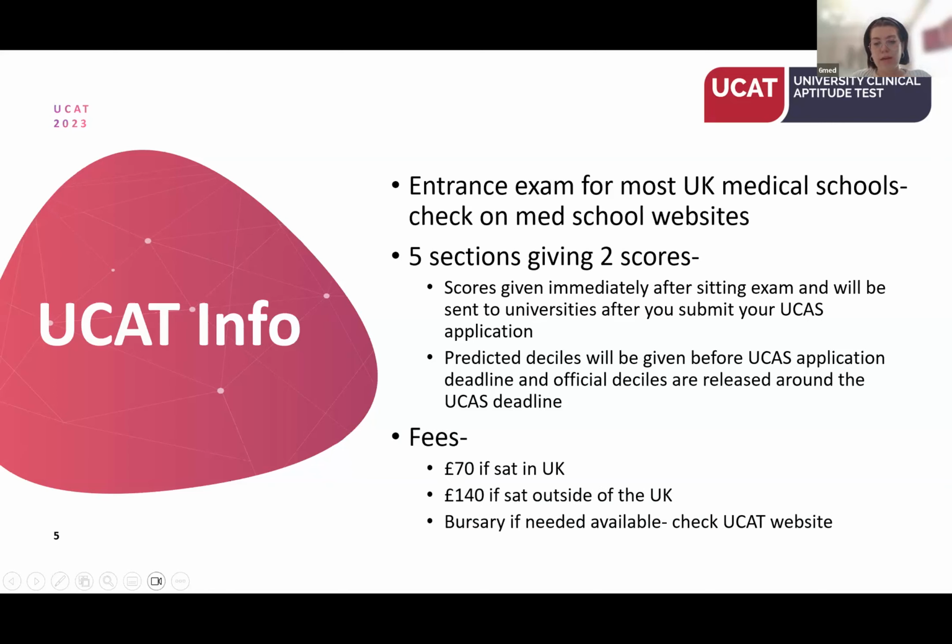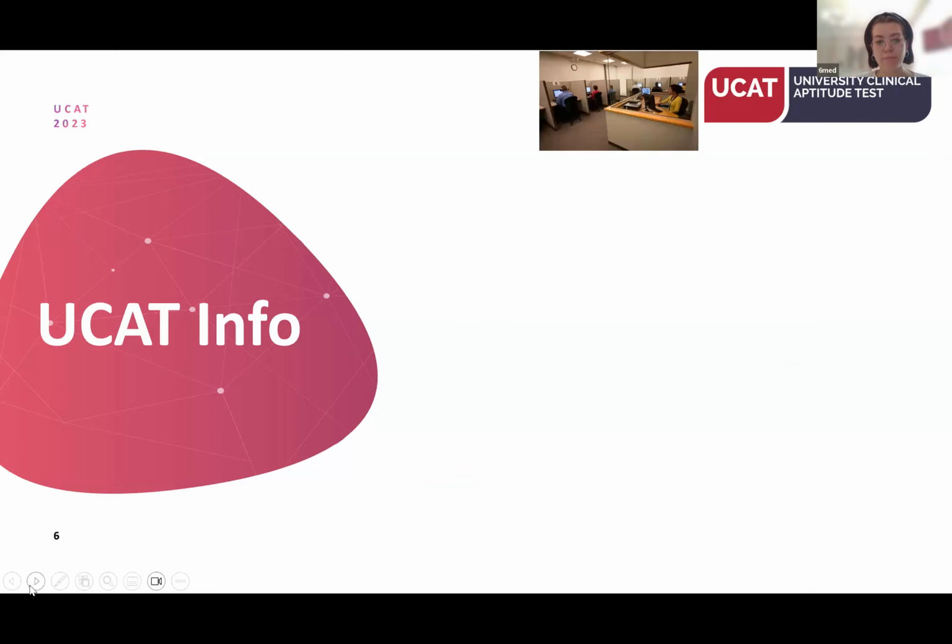You do have to pay to sit the UCAT. It's £70 if you're a UK citizen and £140 if you're international. If you're struggling to pay for the UCAT, there are bursaries available and they're explained on the UCAT website. So you just type in UCAT bursaries and you should be able to get some help with that.